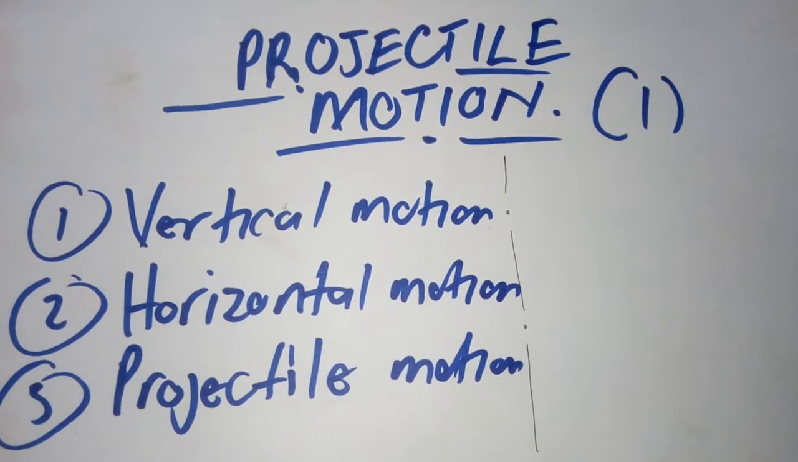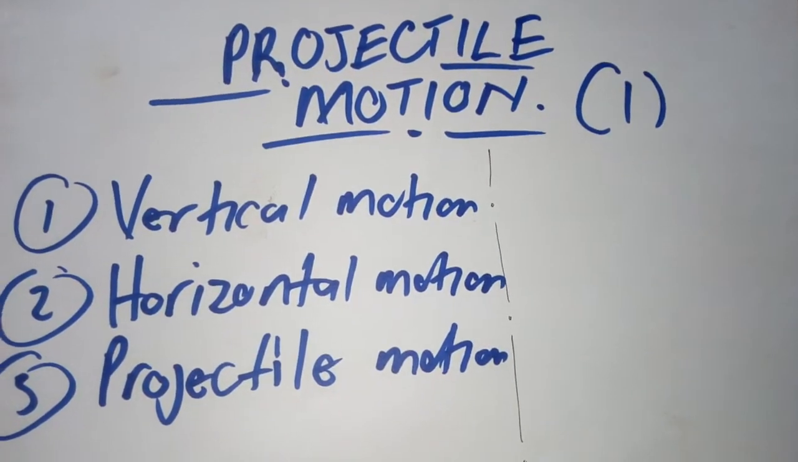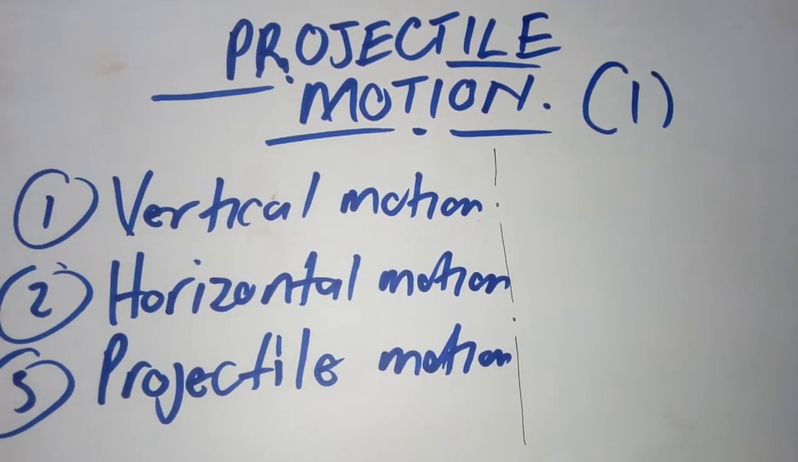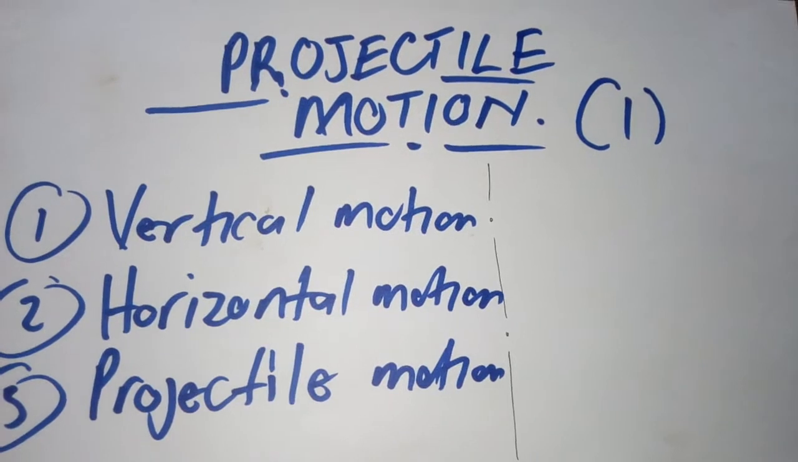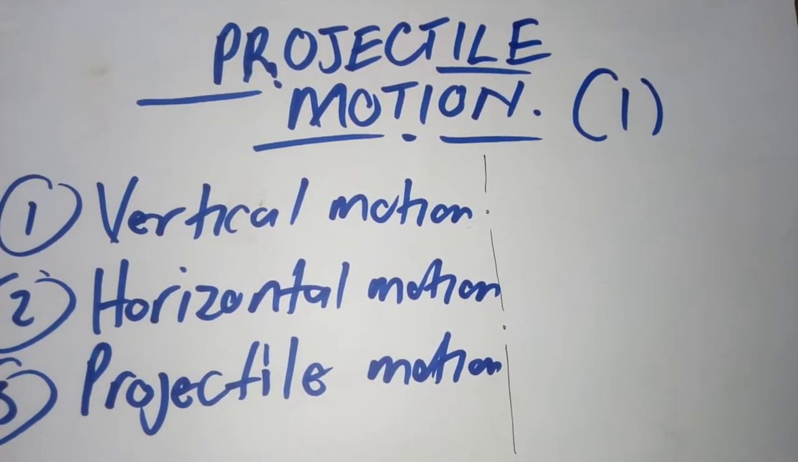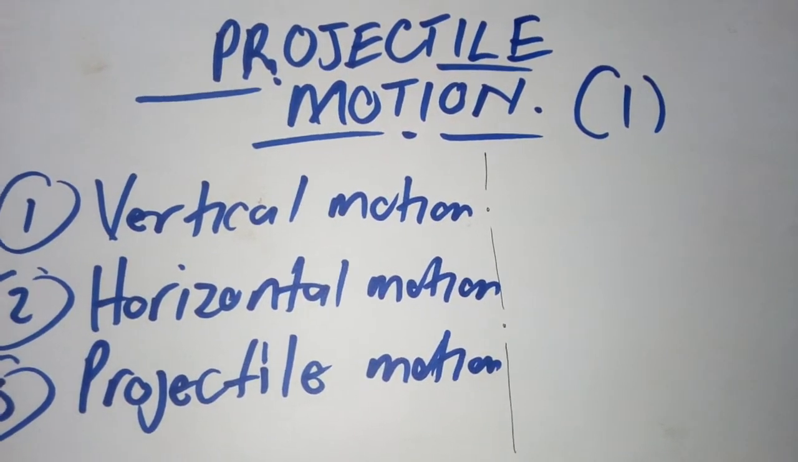Now we are going to look at projectile motion. When I say projectile motion, what should you know? When I say a projectile, it is something that is either thrown or fired or kicked at an angle or in a different path.